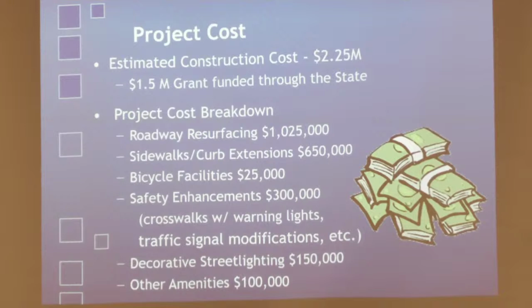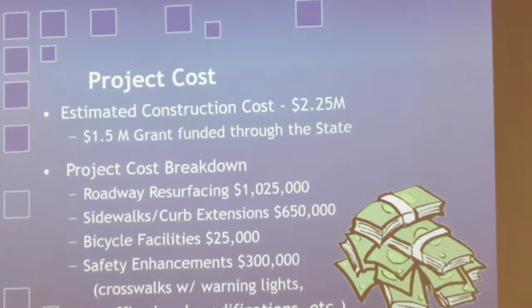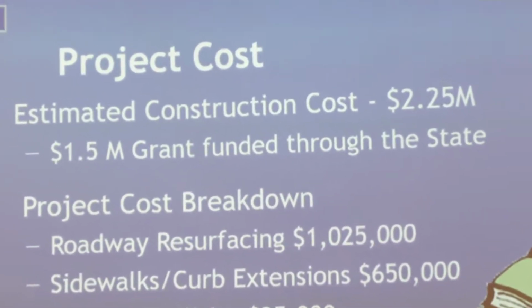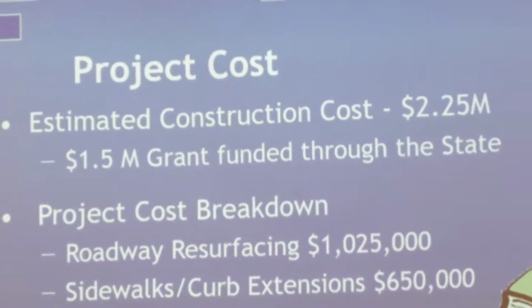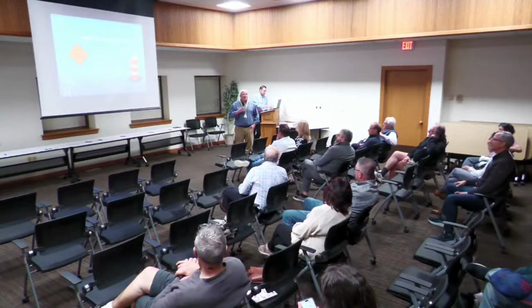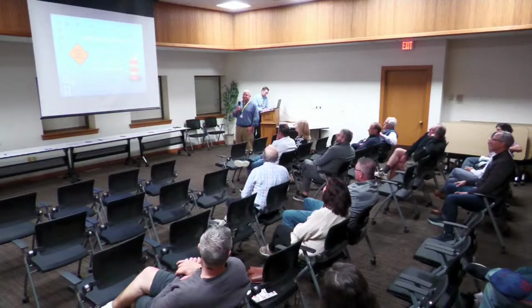I skipped over that. That all adds up to about $2.25 million, with $1.5 million being funded through a grant from the state. Any chance of some of that nice green paint for the bike lanes? We're looking at it. Yeah. Yes.